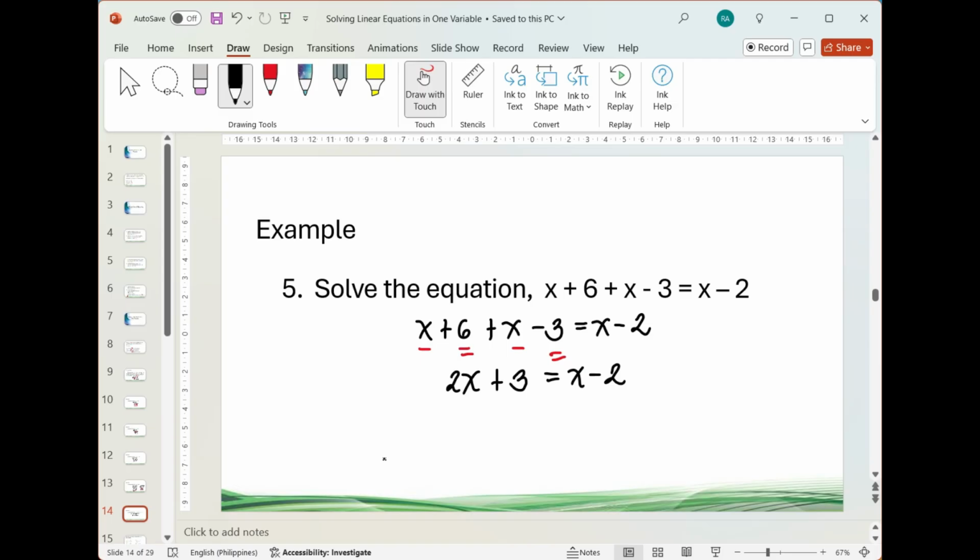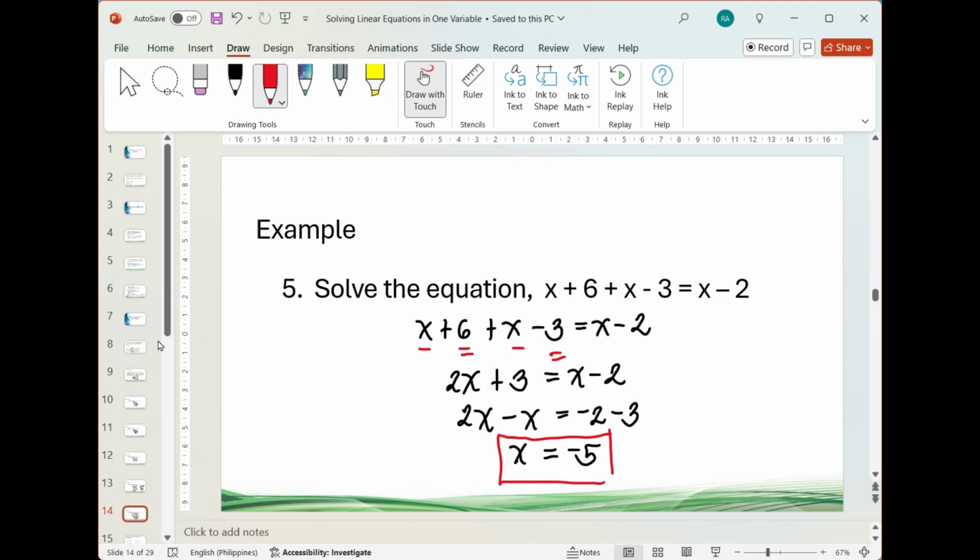So here, wala na tayong masisimplify. So mag-need na nating mag-transpose ng mga terms. So dito si x na nasa right, ililipat natin sa left. Si 3 naman na nasa left, ililipat natin sa right. Or we are going to transpose these terms. So magiging 2x. Transpose x to the left, that will become negative x. Equals, copy negative 2. Transpose positive 3 to the right, magiging negative 3. So simplify natin, 2x minus x is x equals negative 2 minus 3 is negative 5. So therefore, x equals negative 5.